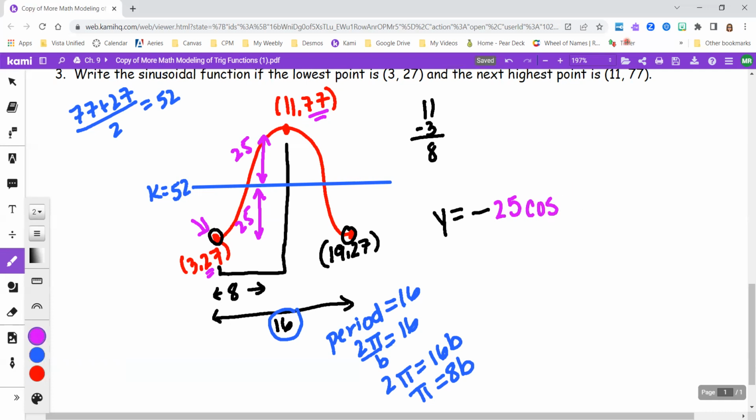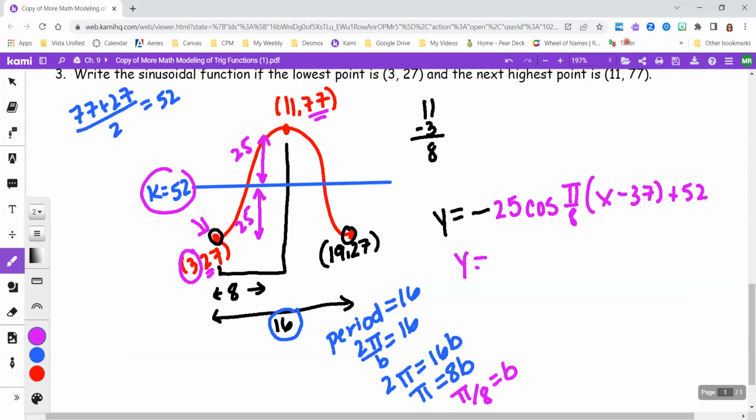And I'm going to use a negative cosine. So cosine. And I want it to be, well, first I need to find my period. So that's going to be pi over 8 is going to be my b. So I'm going to have pi over 8 times my x minus where I'm going to start, which was at 3. And then plus my vertical shift, which is 52.